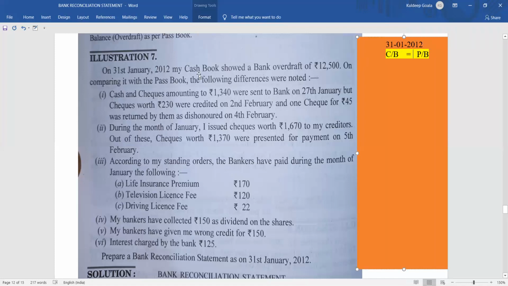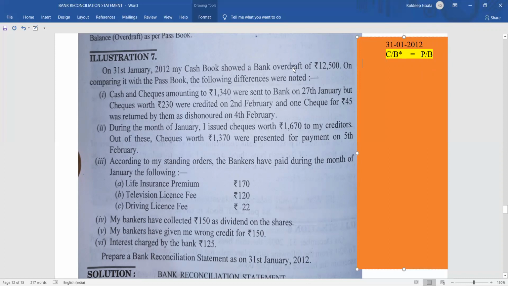So what is given? That my cash book showed a bank overdraft. So the cash book is showing. Cash book is the base, so we make a star mark on the cash book. Cash book is our base, so all the changes we are going to do in the cash book. Right. So let's start. What is given?